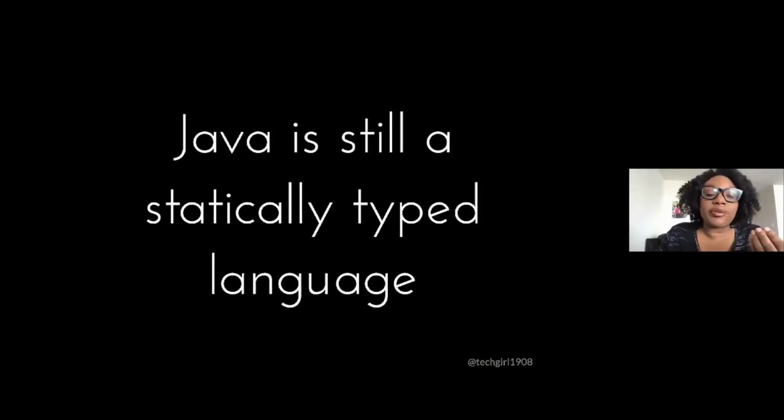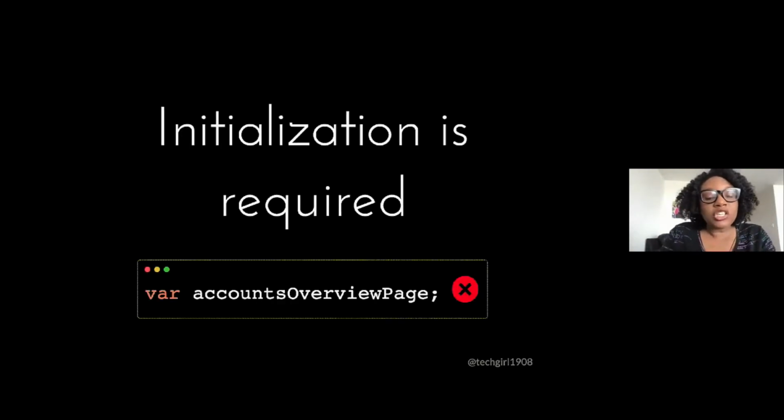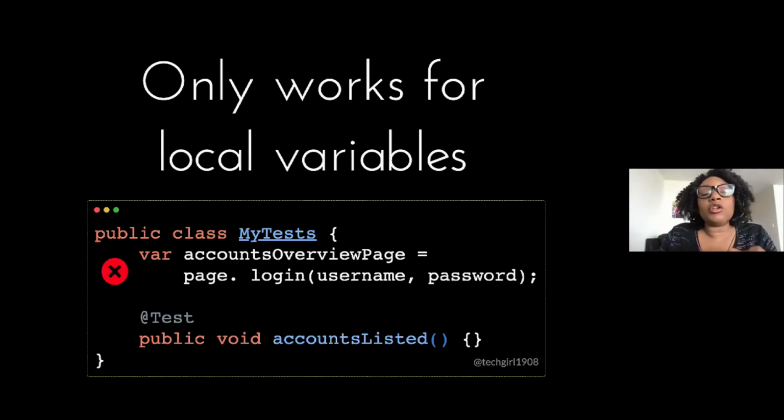It's just inferred from the right-hand side of the statement, which means you can only use var if you're actually initializing the variable. Otherwise, Java will not be able to infer what its type is, right? That makes sense. Also, it only works for local variables. So you can use this inside of methods, loops, decision structures, but you cannot use this for global variables, even if you're initializing them.